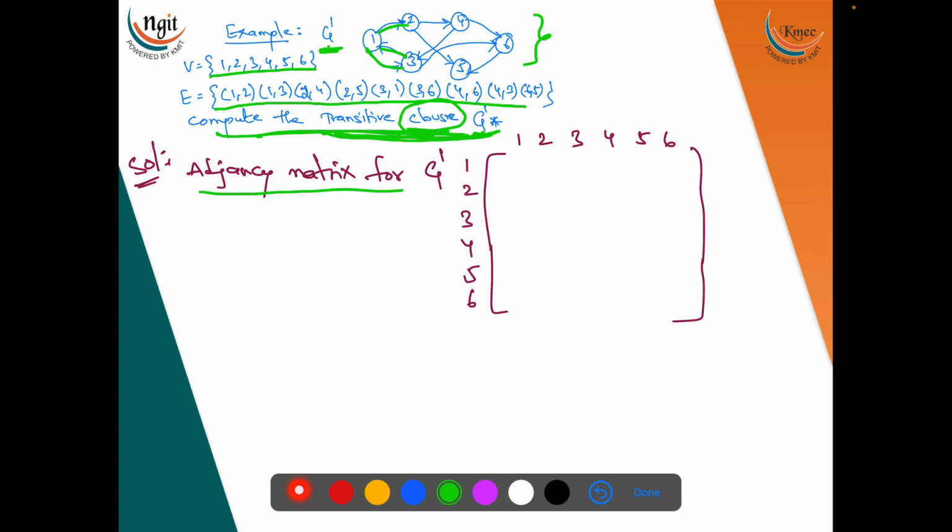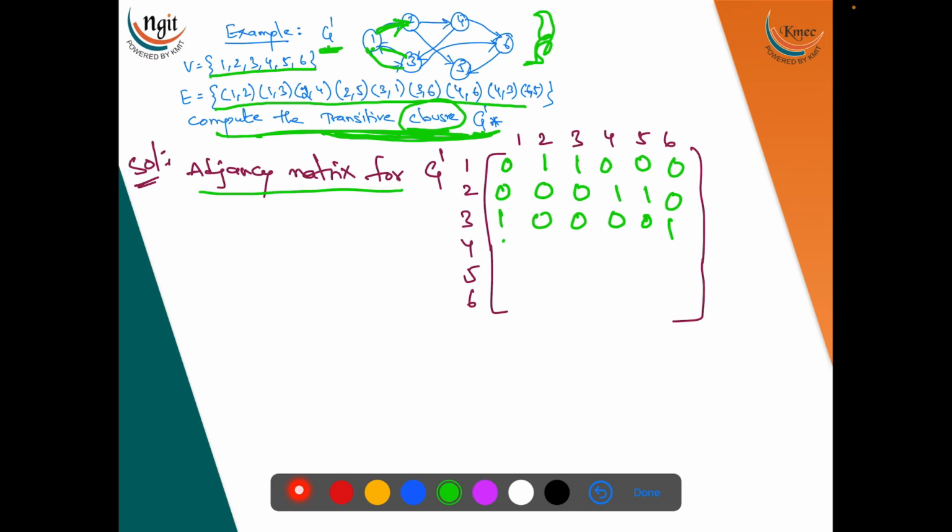Now the adjacency matrix for G dash, that means look at this graph and find the adjacency matrix. How you can find it: from the graph, 1 to 1 it is 0. 1 to 2, do you have any edge? Yes, the direction is there, so you can write 1. Can you find any edge from 1 to 3? Yes. Any edge from 1 to 4? No. There is no edge from 1 to 5 and 1 to 6. I write 1 when I find there is an edge, and I write 0 when there is no edge. Right?